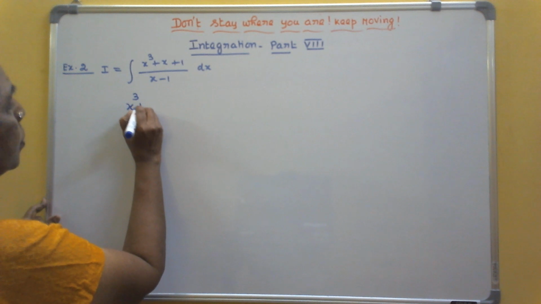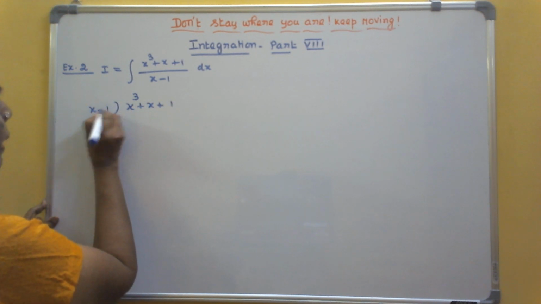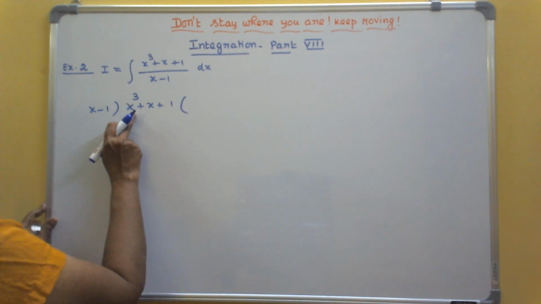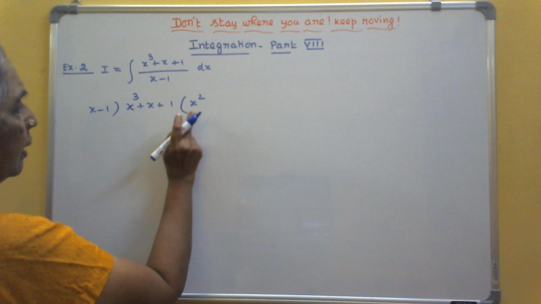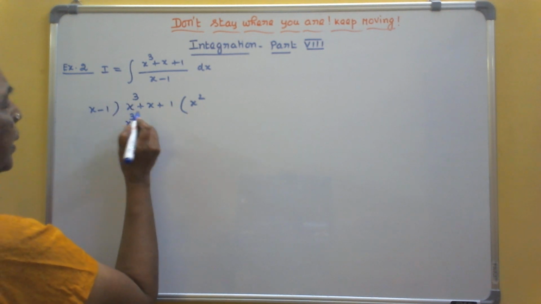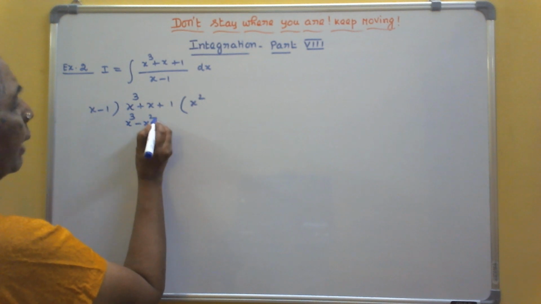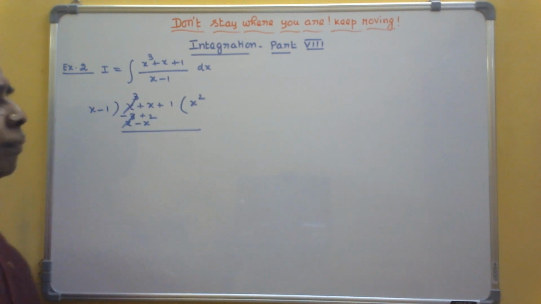I will write x cube plus x plus 1. I am going to divide by x minus 1. First term by first term, so I will get an x squared here. X squared into x will give me x cube. X squared into minus 1 will give minus x squared. Change the sign. X cube will get cut.